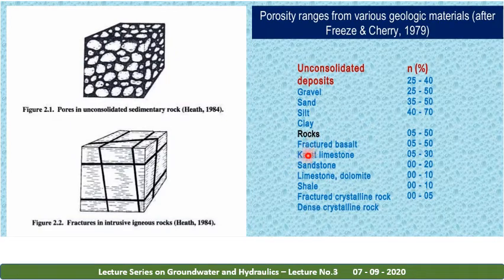In rocks, fractured basalt you can have 5 to 50%. In limestone, 5 to 50%. Sandstone, 5 to 30%. Limestone and dolomite, 0 to 20%. Shale is the highest compacted rock. That's why you can see shale and limestones are the most compacted rocks, where the material is completely fine, so we have only 0 to 10%. In dense rock, we have 0 to 5%.